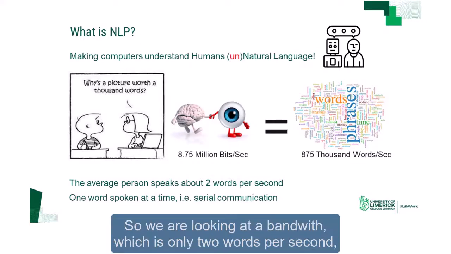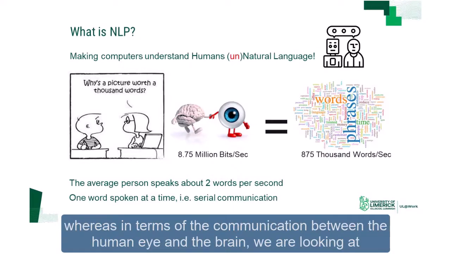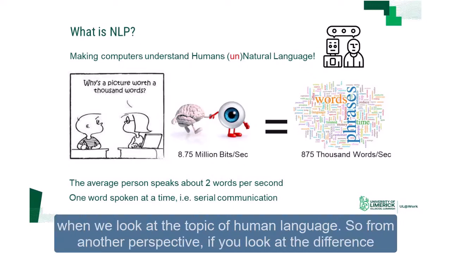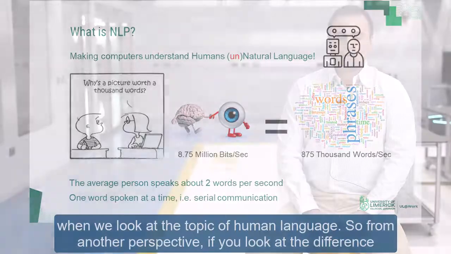So we are looking at a bandwidth which is only 2 words per second, whereas in terms of the communication between the human eye and the brain, we are looking at 8 million bits per second. So it's a huge bottleneck in terms of data communication when we look at the topic of human language.